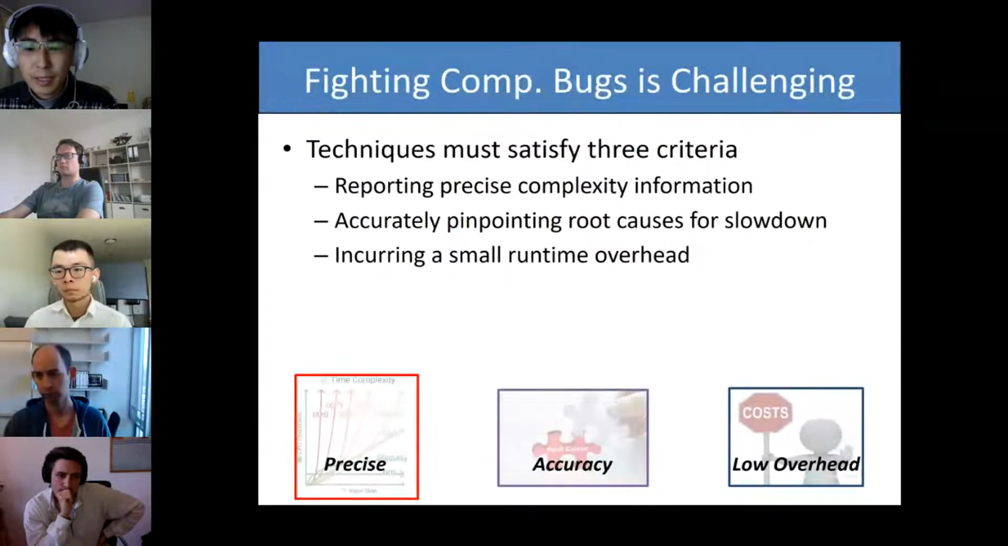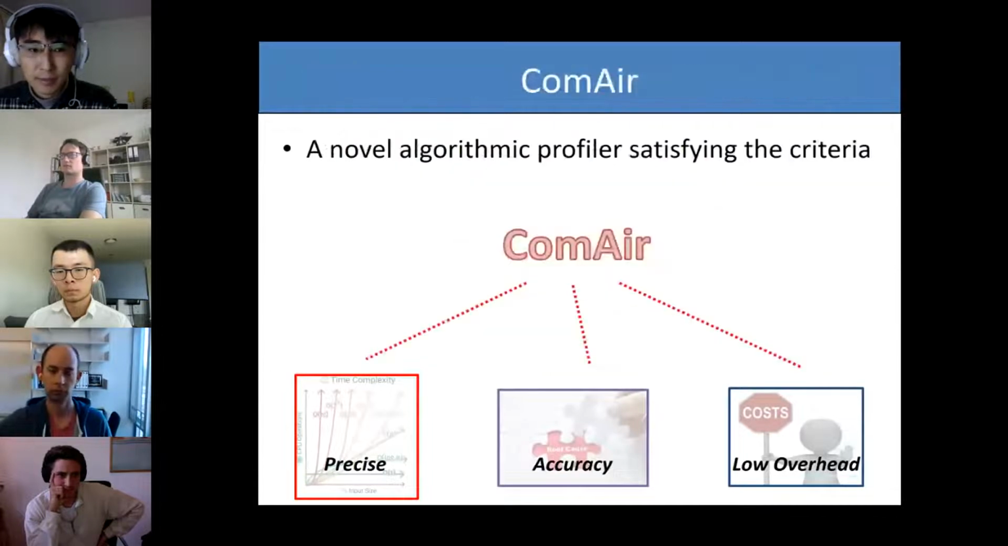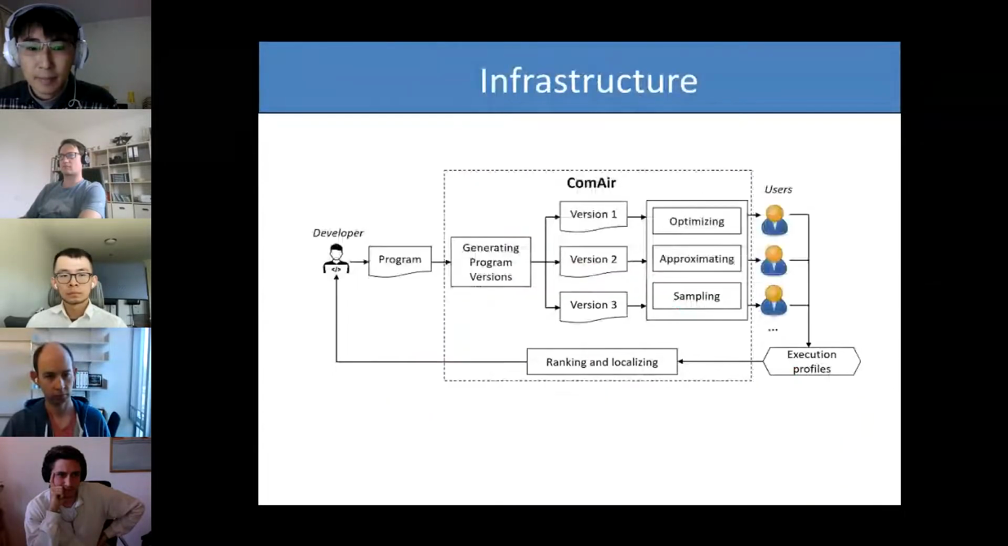Third, it cannot incur a large runtime overhead because it is desired to run the technique in production runs to determine whether a complexity bug causes real performance impact and deserves to be fixed. In our paper, we designed COM-AIR that satisfies the 3 requirements and can effectively detect complexity bugs. This is the infrastructure of COM-AIR.